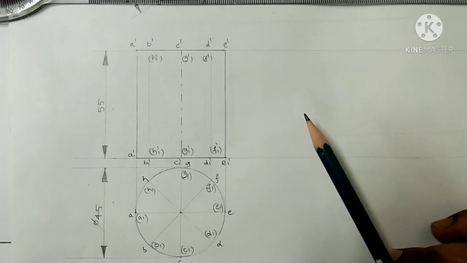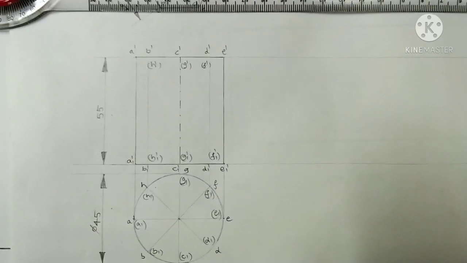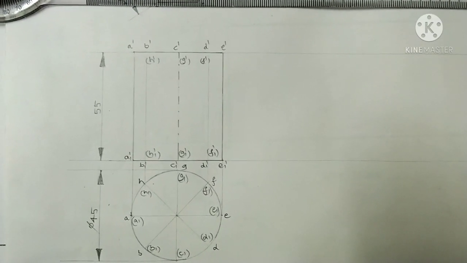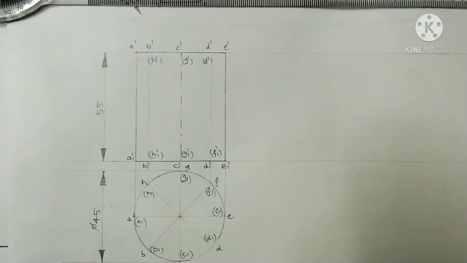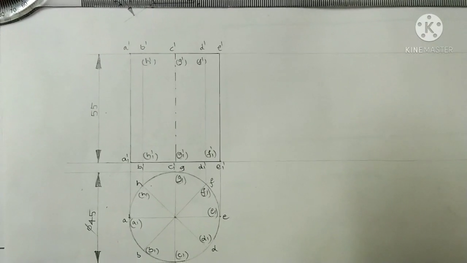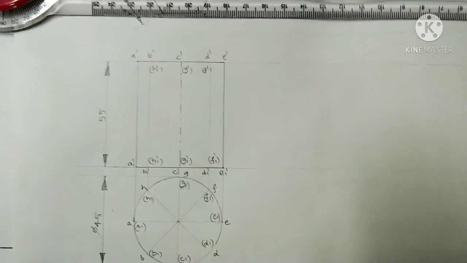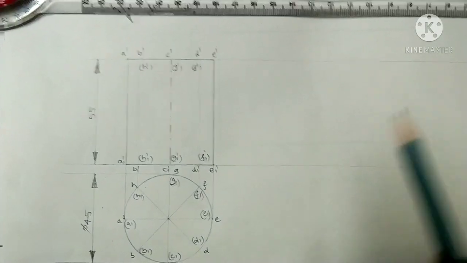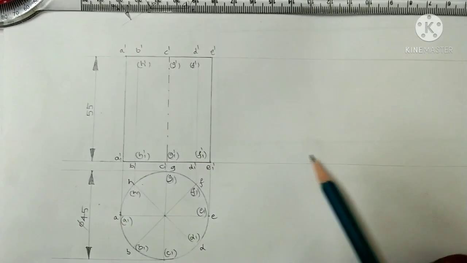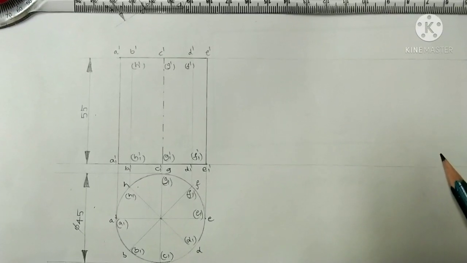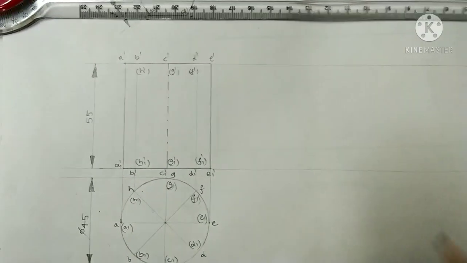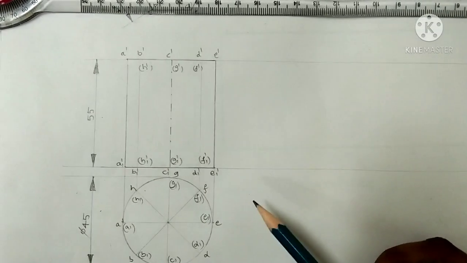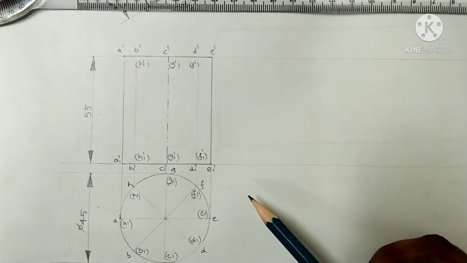Next, for the development of the cylinder, we can follow parallel line development because the top surface and base are both parallel to each other. In parallel line development, from the top surface we construct the locus line, and similarly from the base line we construct the locus line. The development of the lateral surface of the cylinder is a rectangular shape.